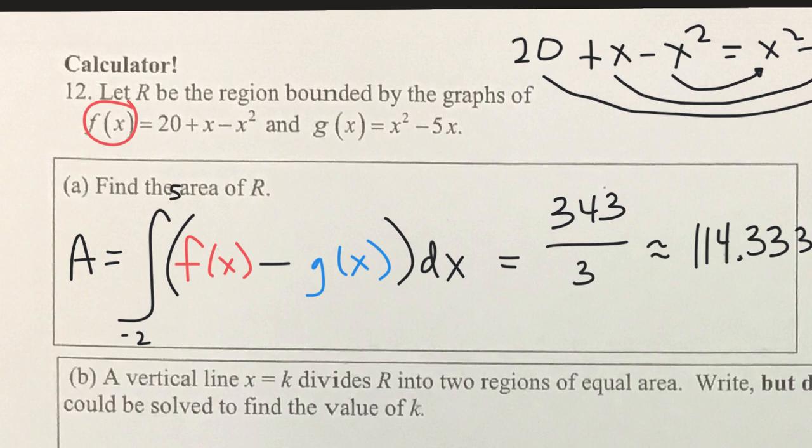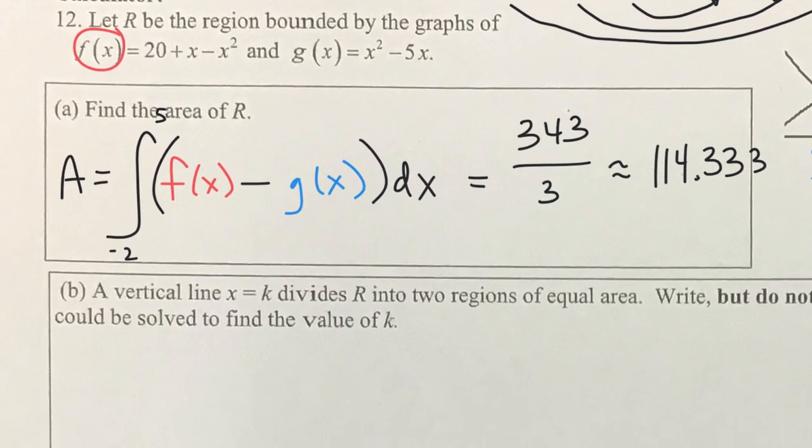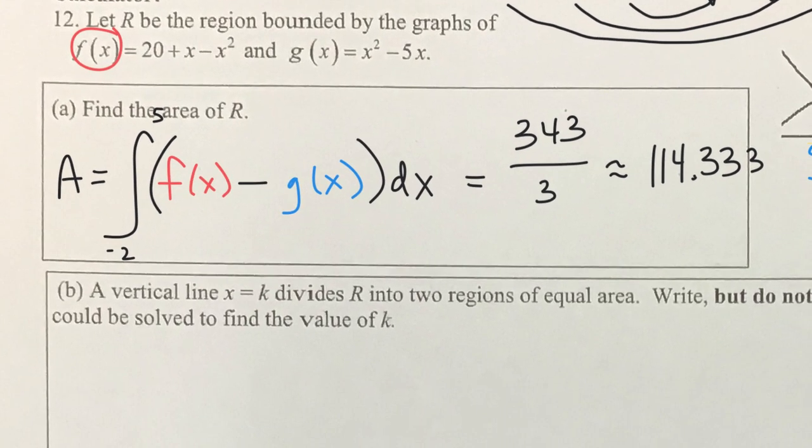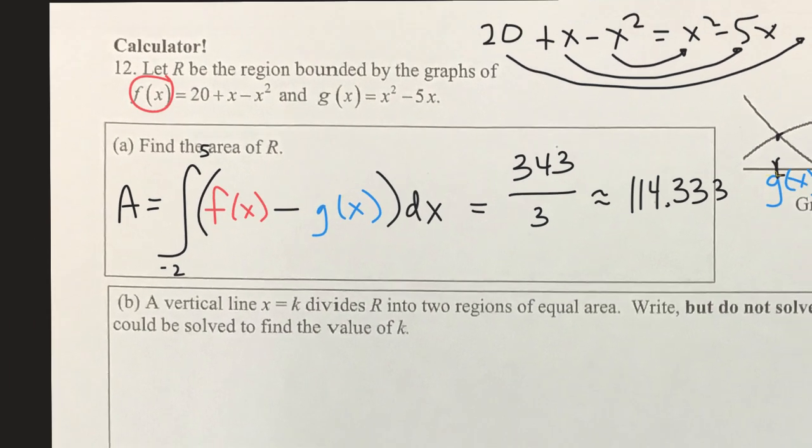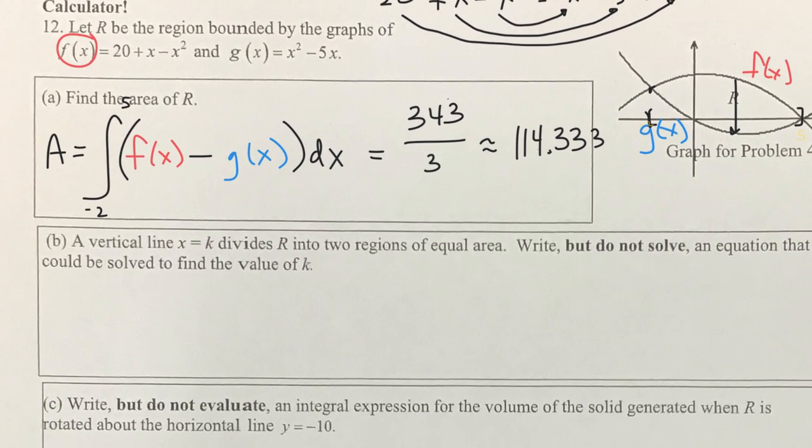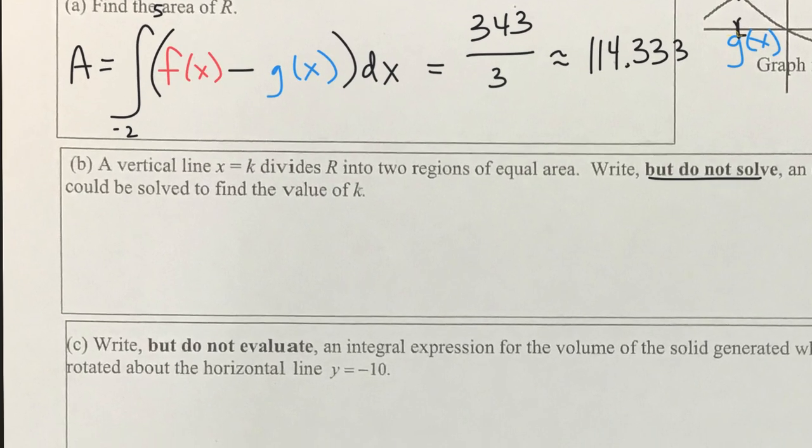343 divided by 3, which reduces to 114.333 repeating. Okay, so when we're finding the area between curves, we have to figure out where they intersect, right? Because we have to have the left intersection point and the right intersection point. Okay, part B: a vertical line, x equals k, divides your region into two equal areas, right? But don't solve an equation that could be used to find the value of k.